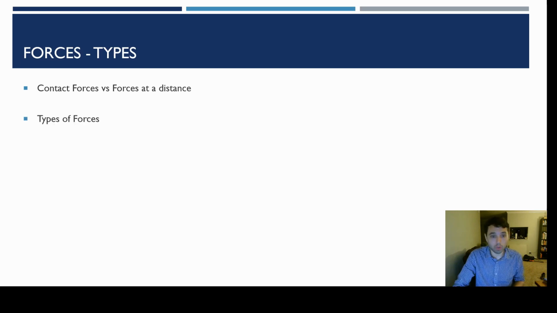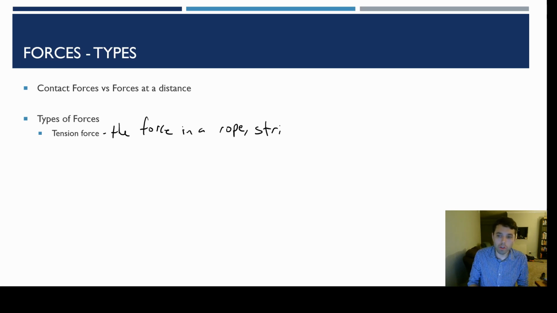The first kind of contact force is tension force. Tension force is the force in a rope or a string or cable or some sort of object like that. You get the idea, that sort of thing. So you're climbing the rope in gym class, right? You're hanging on the rope. The rope is attached to the ceiling somehow, and there's a tension in the rope, holding the rope up and holding you up. All right, the next force let's talk about is friction force.